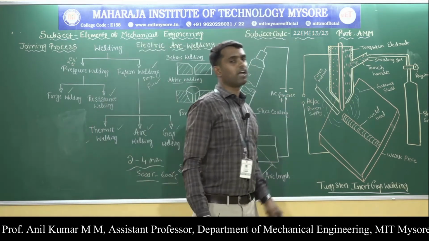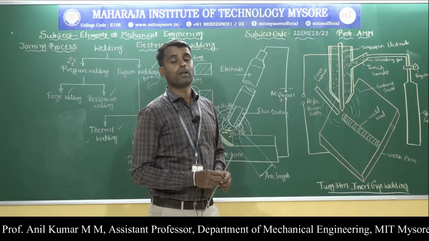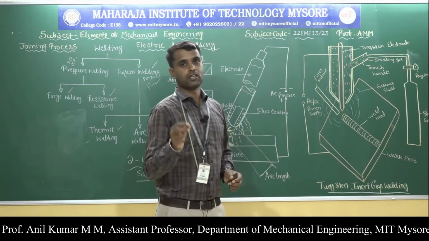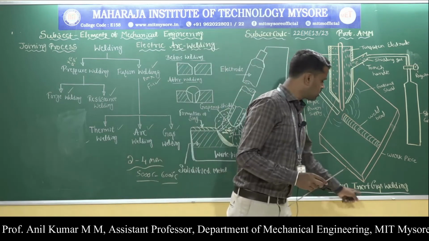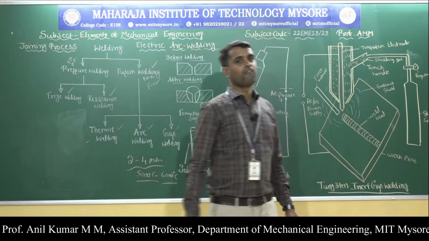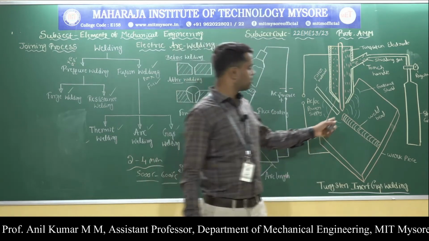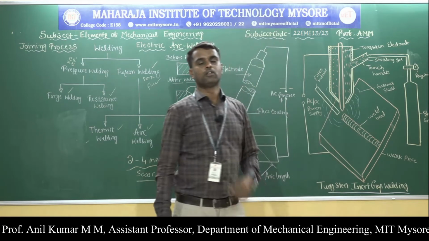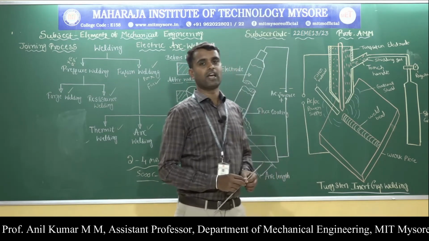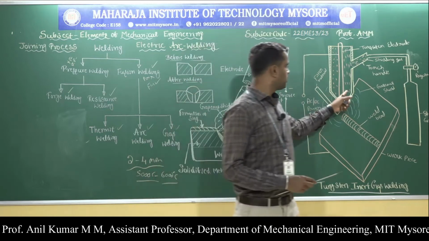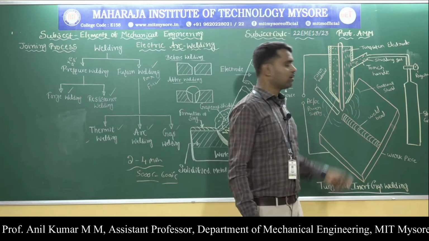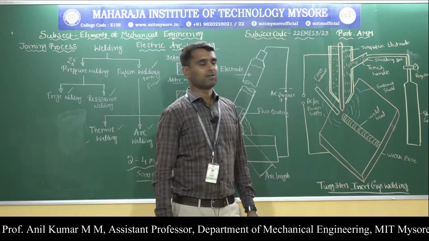But in the tungsten inert gas welding process, a non-consumable electrode is used. This non-consumable electrode is made of tungsten. That's why it is named the tungsten inert gas welding process. In this process we are not using any flux material. Instead of that, we are using inert gases. The commonly used inert gases are helium or argon. These inert gases form a gaseous shield and protect the molten metal from the atmosphere.